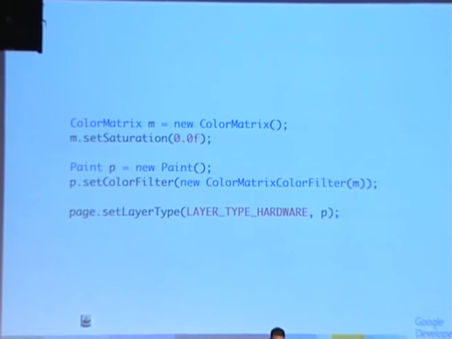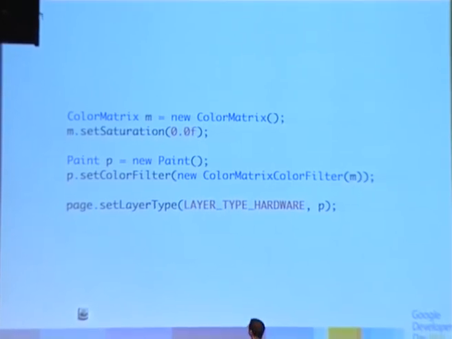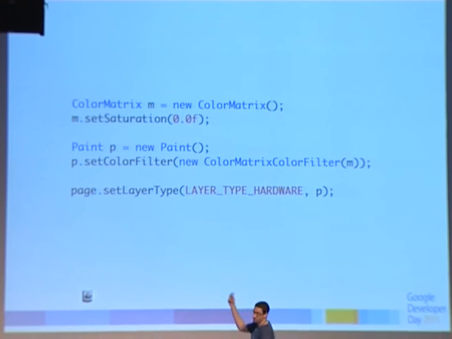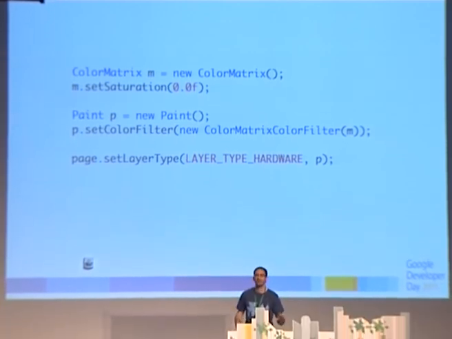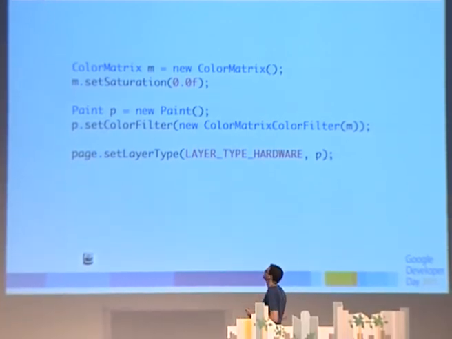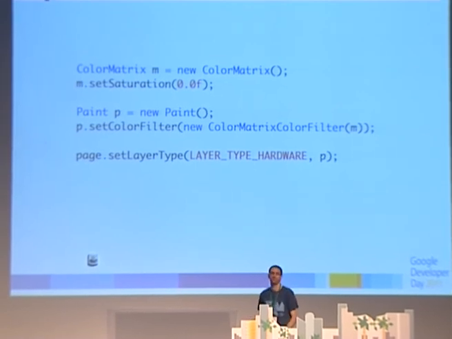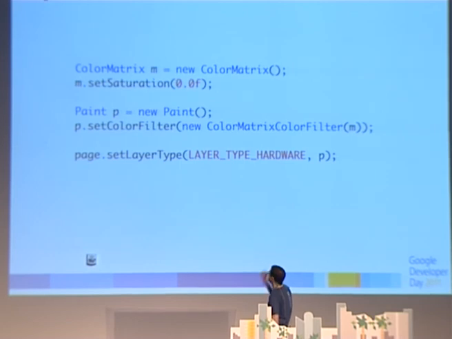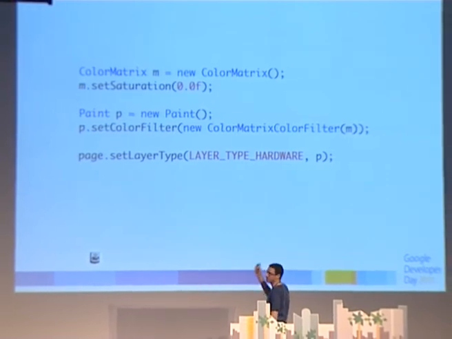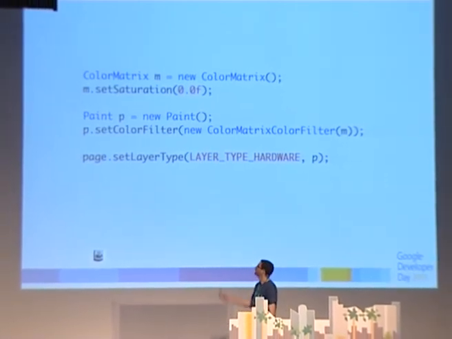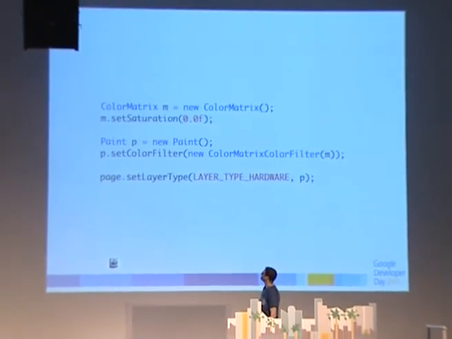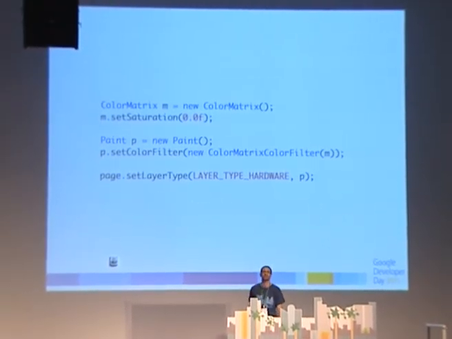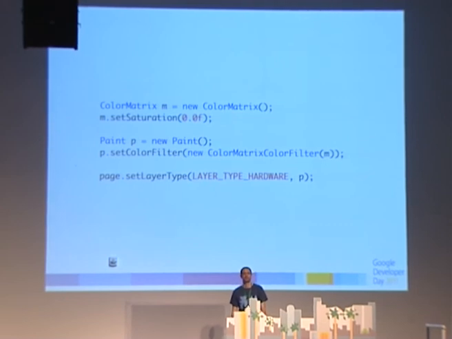And here's the code for it. So you have your view, which is the page, that entire rendering of the Honeycomb UI. You set up a paint. Paints, you'll have used them on surface views, things like that before. They have many operations. Set a color filter on the paint to say that you want the saturation of the entire view to be 0. And then when you set the layer type to hardware, you apply that paint object to it at the same time. And it all renders to that hardware layer with 0 saturation.